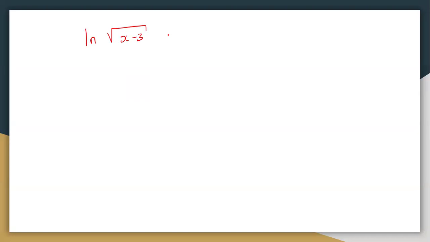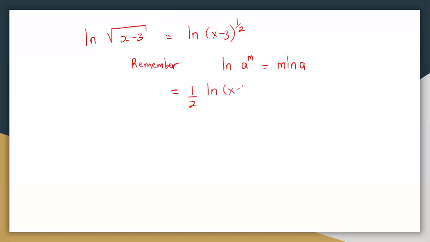So I know very well that this is the same as having ln of x minus 3, everything to the power half. I want you to remember always, when it comes to logarithms, that when I have ln of a to the power m, it is the same thing as having m ln of a. So when I apply that rule, I can have a half ln of x minus 3. Now, when I reach here, I can apply my differentiation.